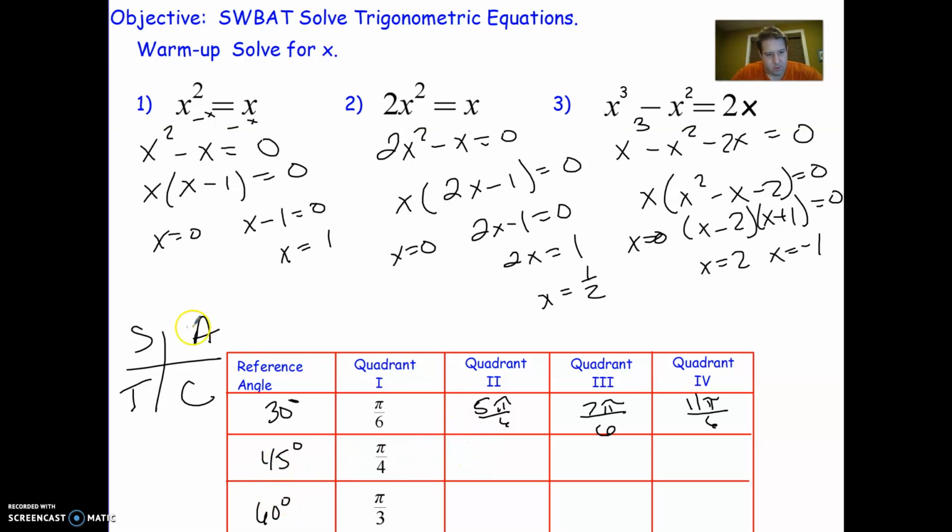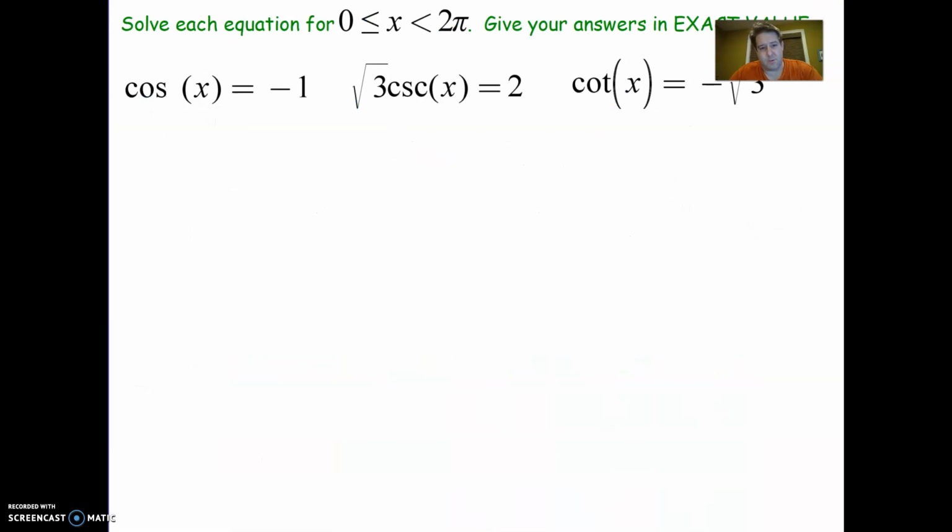And for the 45-degree angle, we've got quadrant 1 is pi over 4, 2 pi over 4, 3 pi over 4, 4 pi over 4, 5 pi over 4, 6/4, 7/4, so 7 pi over 4. And then for 60 degrees, we have pi over 3 here. So pi over 3, 2 pi over 3, 3 pi over 3, then 4 pi over 3, and then 5 pi over 3, and then 6 pi over 3, which would be a full circle.